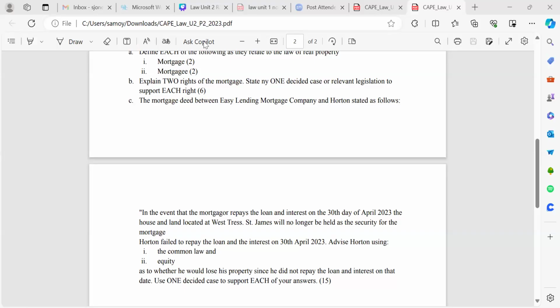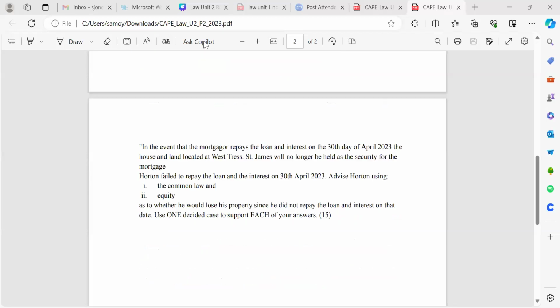Okay. So all right, let me go again. So it is saying that the equity of redemption on the mortgagor's side, it's basically stating that if the mortgage... Hold on. I need that break.